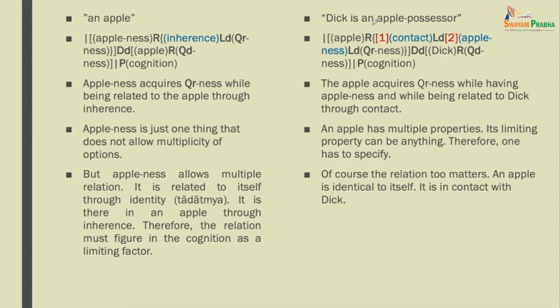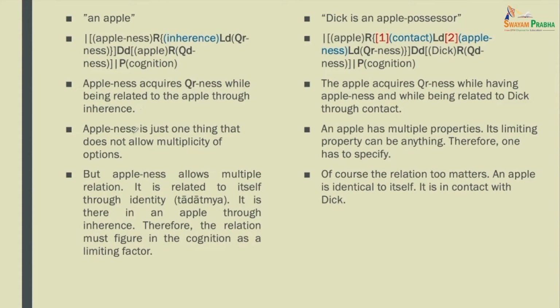This qualifierness, or prakarata, must be explained now. We are not talking about the prakara, which is the qualifier, the apple in this case. We are talking about this emergent, adventitious or contingent property that is attained by this apple, right? What is it? That is prakarata. How is this property gained? We read this part. Now, appleness gains qualifierness while being related to the apple through inherence.